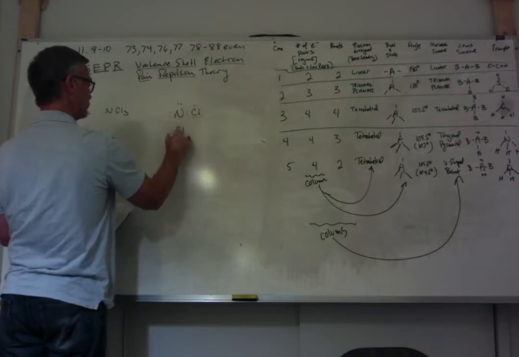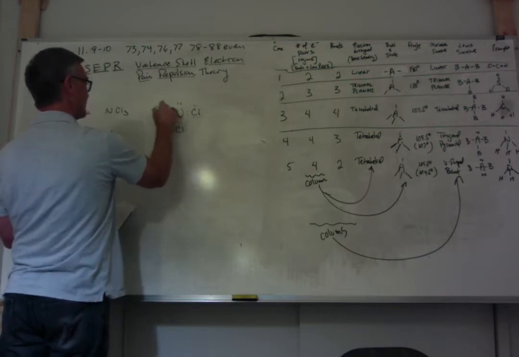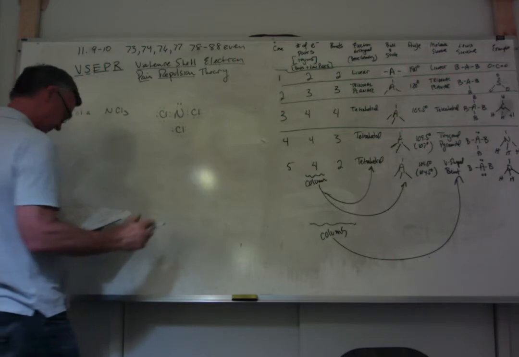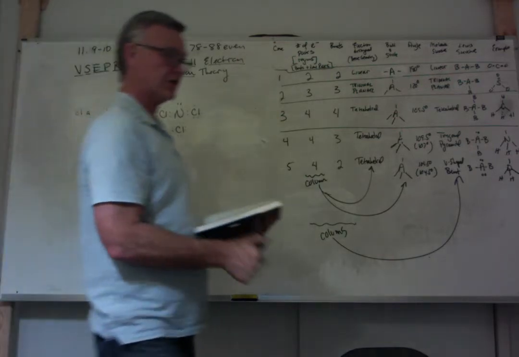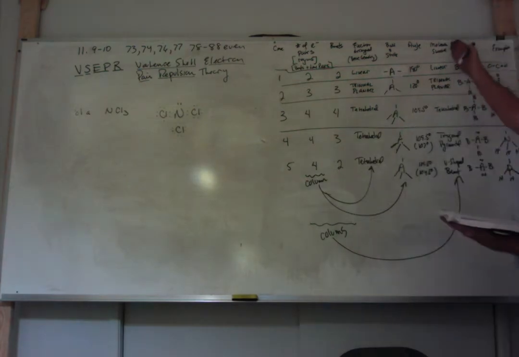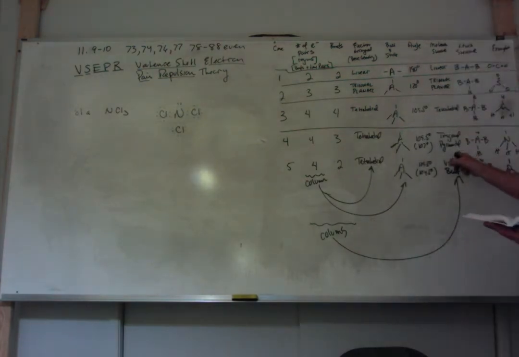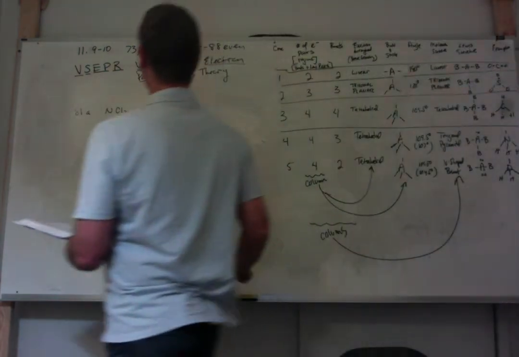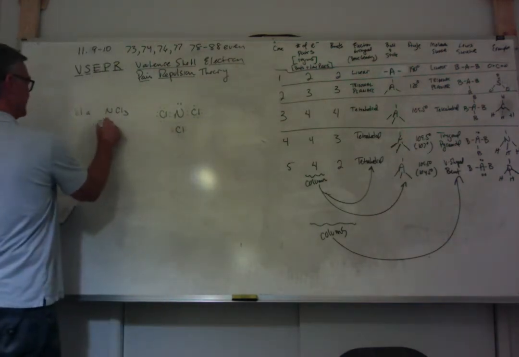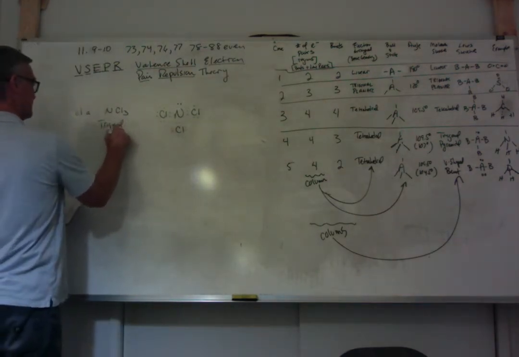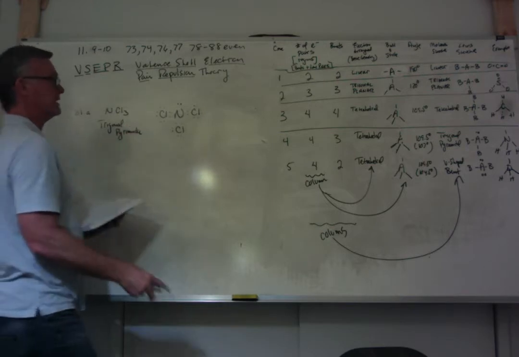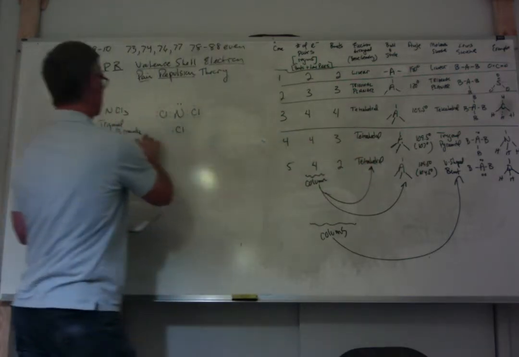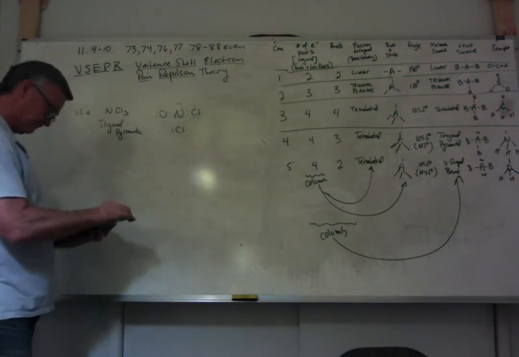You'll have to spend more time with it. And they want you to predict the molecular structure. The molecular structure is this column over here, and in this case, this would be trigonal pyramidal. So 81.8 is trigonal pyramidal. So if they ask for the electron arrangement, they're asking for this column. Trigonal pyramidal is this column.